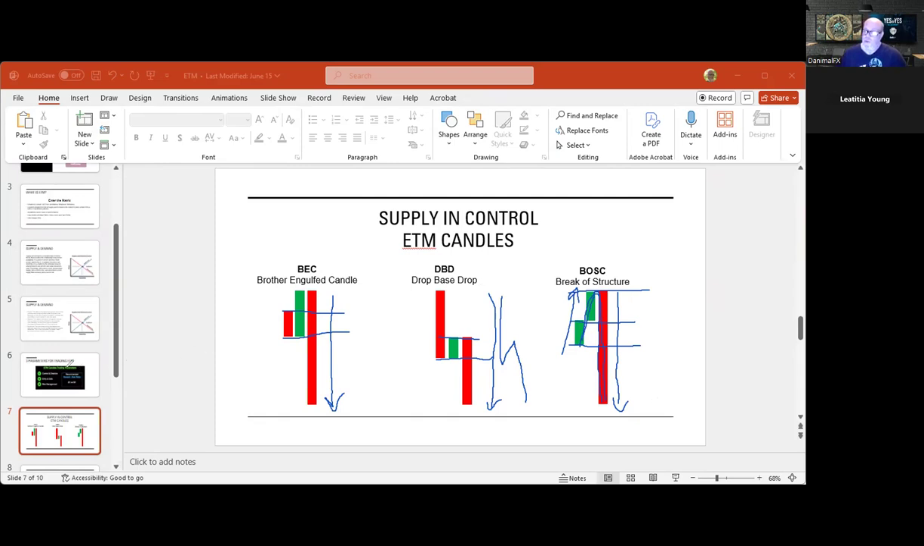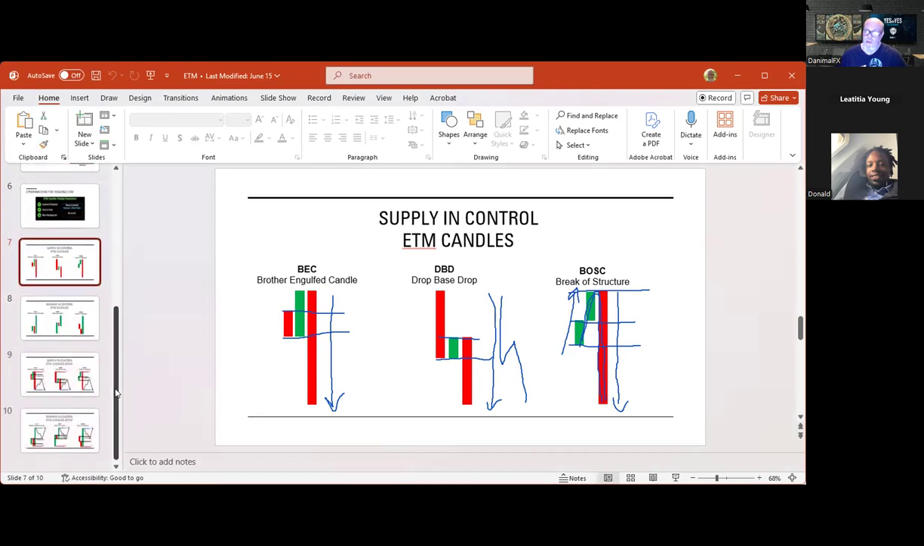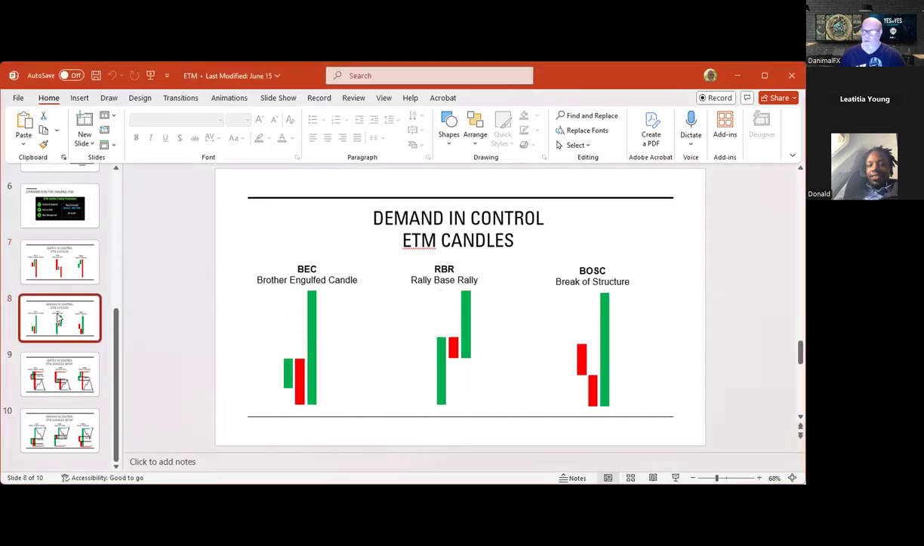And the way we trade those is by looking at our next slide, which is drawings. The same thing goes with the opposite direction.